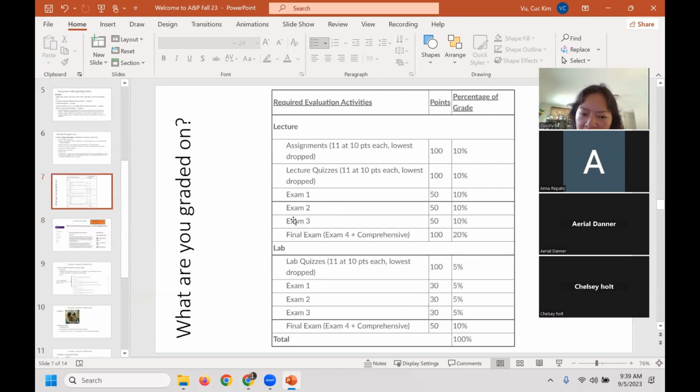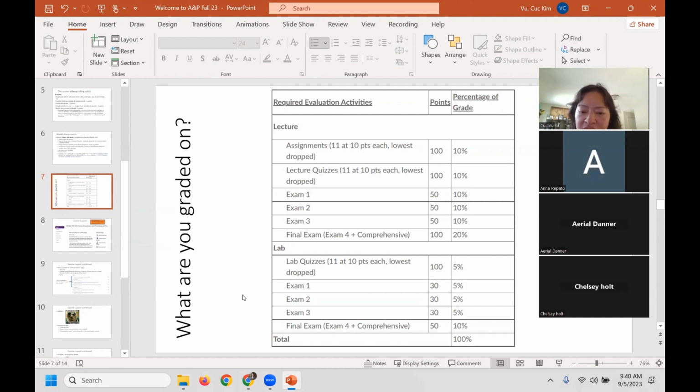Lab quizzes are worth 10 points each. There's 11 of them. I drop the lowest one. You'll notice that for the assignments, lecture quizzes and lab quizzes, if you have one week where you just can't do anything, you're okay, because you are allowed to drop the lowest one, but save that as much as possible. Don't use it just to hang out with friends, and then the following week something actually happens and you need it and you don't have it anymore. So save that one lowest score drop for as long as you can.